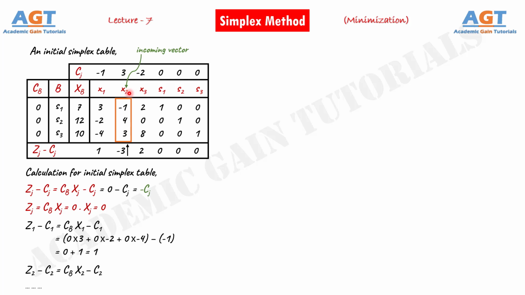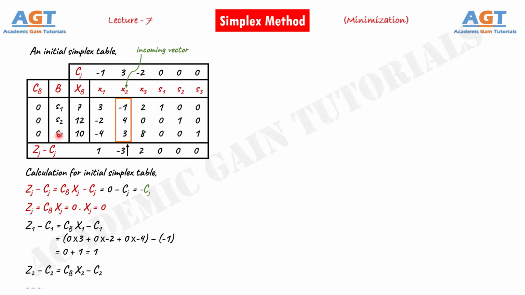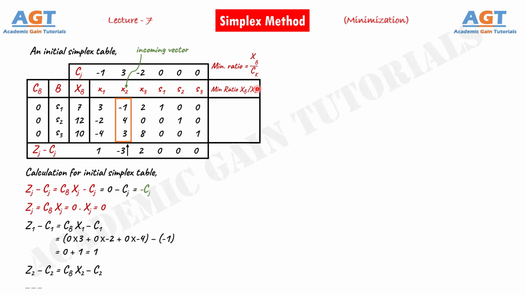So, the incoming vector x2 will enter the basic variable column in the next table, but at which position will x2 enter? Will x2 enter in the position of S1, or S2, or S3? To find out at which position this incoming vector will enter the basic variable column in the next table, we have to find out the minimum ratio. Now, on this side we will make a column for the calculation of minimum ratio. The formula for minimum ratio is xp divided by the key column, and the value of key column has to be greater than 0. Here, the key column is x2, so we will divide the values of column xp by the values of key column x2 for calculating minimum ratio.